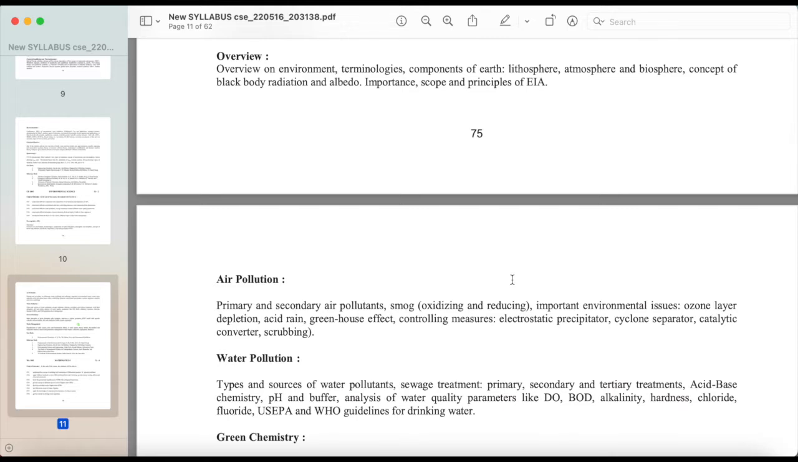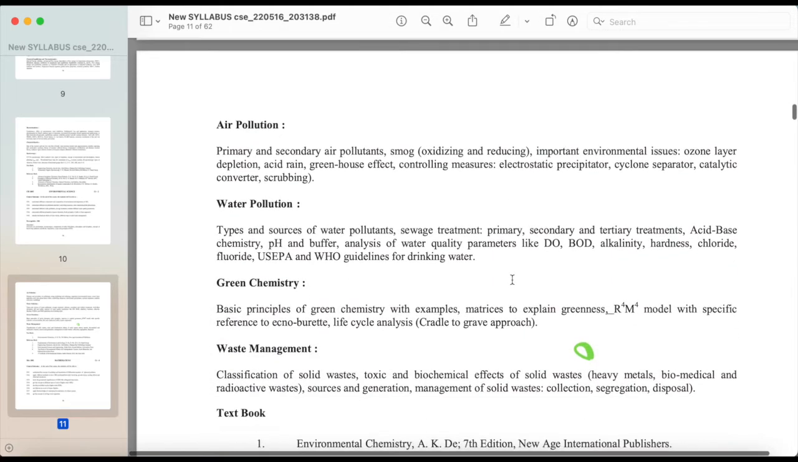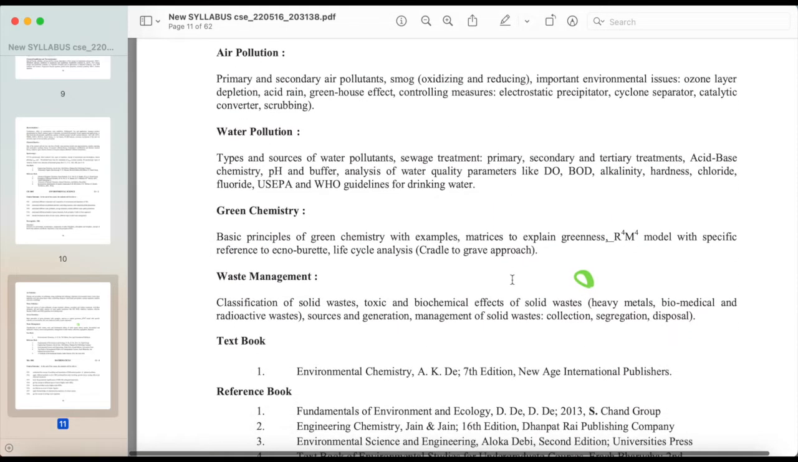75. Air pollution: primary and secondary air pollutants, smog, oxidizing and reducing, important environmental issues, ozone layer depletion, acid rain, greenhouse effect, controlling measures, electrostatic precipitator, cyclone separator, catalytic converter, scrubbing. Water pollution: types and sources of water pollutants, sewage treatment, primary, secondary and tertiary treatments, acid-base chemistry, pH and buffer, analysis of water quality parameters like DO, BOD, alkalinity, hardness, chloride, fluoride, USEPA and WHO guidelines for drinking water.